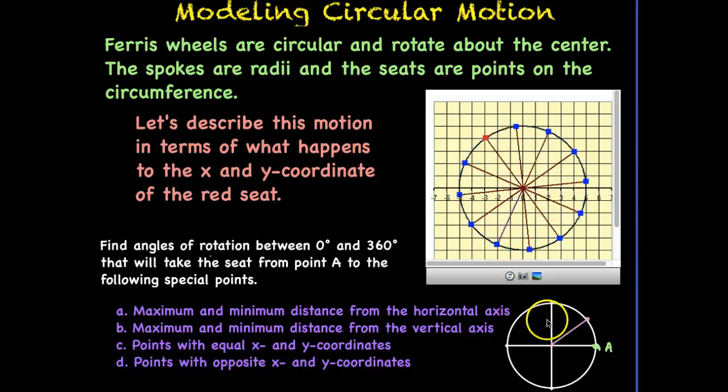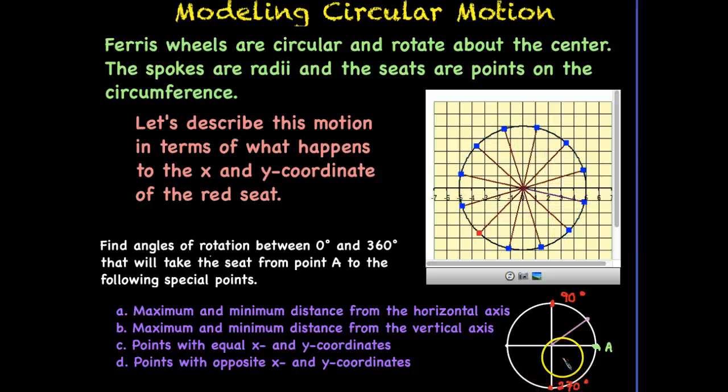Part A, the maximum distance from the horizontal axes. Well, our horizontal axis is our x. So to get as far away as possible, we'd have to be up here at 90 degrees or down here at 270 degrees. Those would be our max distances.